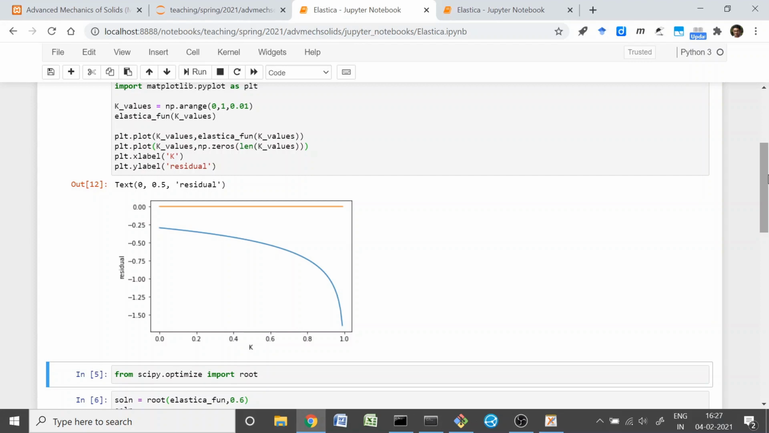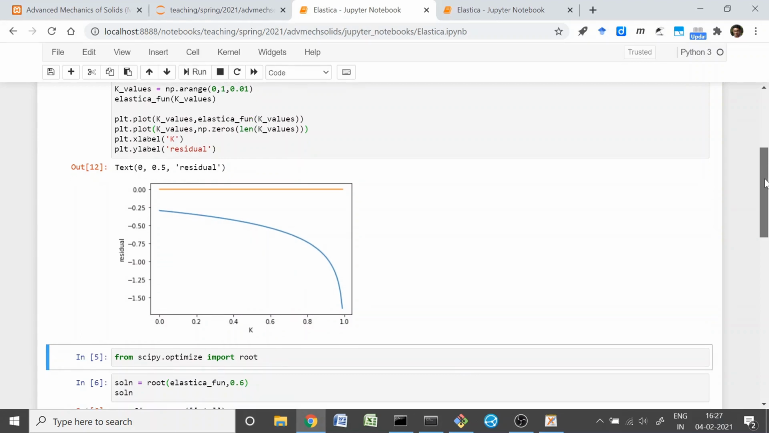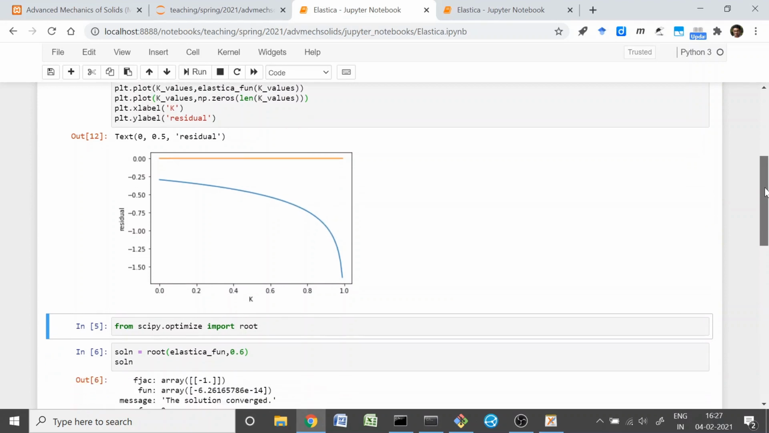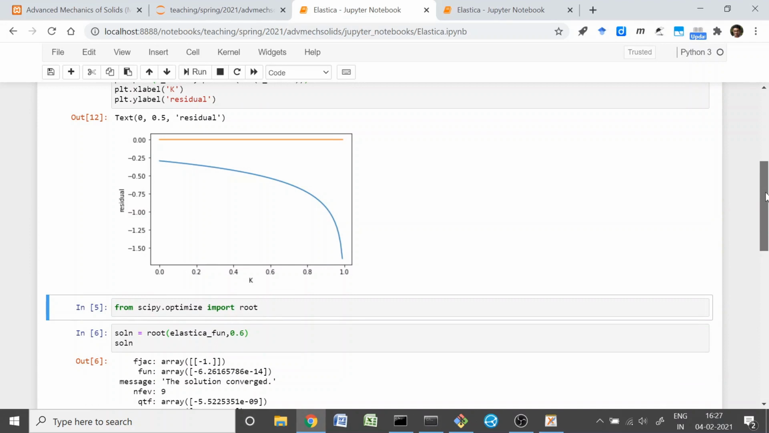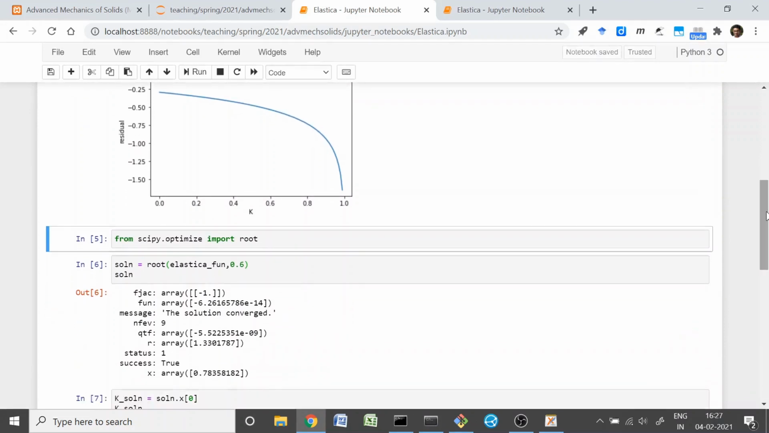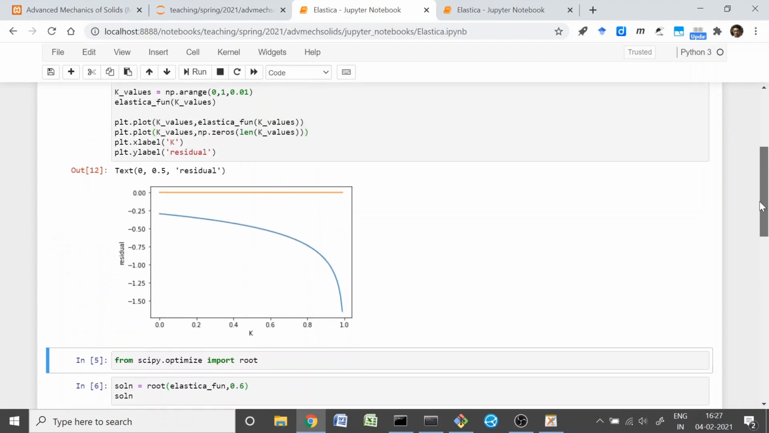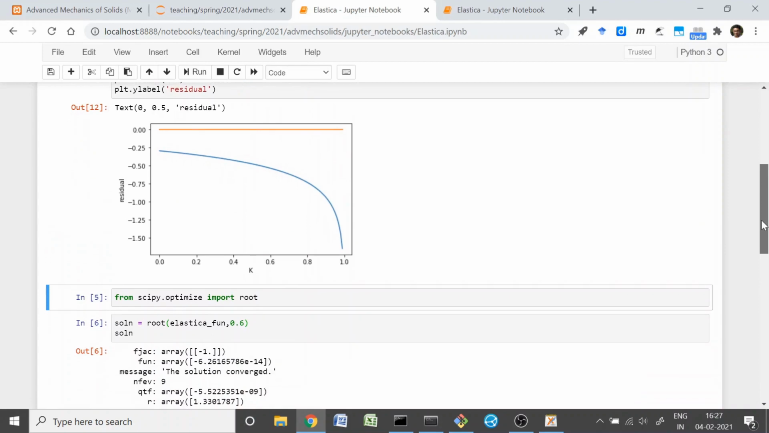So the interpretation of this result is that for a value of P by P Euler equal to 0.5, basically our beam does not buckle. Okay, that is the prediction of this theory. So it's really pointless to proceed after this for this value of P by P Euler equal to 0.5.